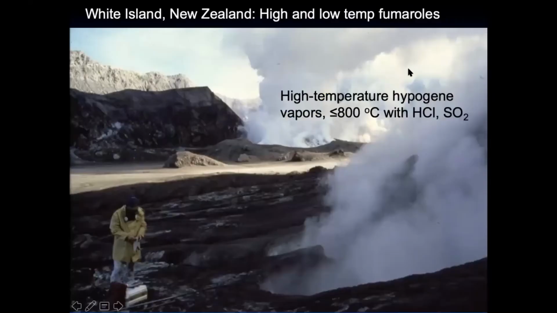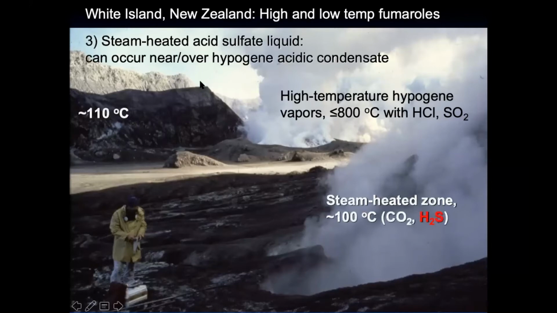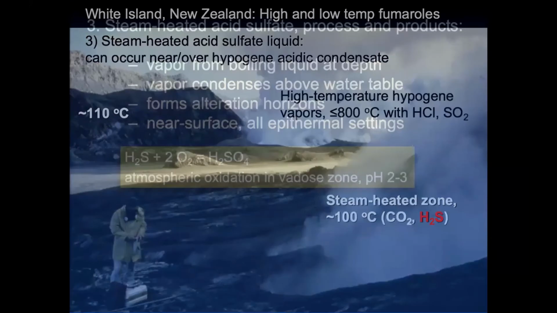Now, remember, HCl and SO2 are responsible for forming the hypogene advanced argillic alteration, very acid condensates. But in the same volcanic environment that we see here at White Island in New Zealand, we can also have low temperature fumaroles with only CO2 and H2S. And where the H2S condenses, then it can also oxidize to sulfuric acid.